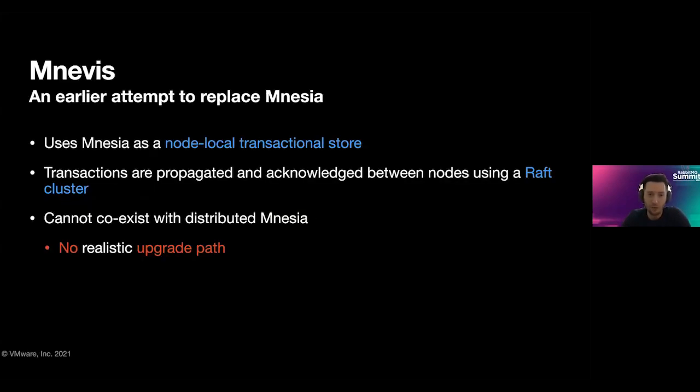If you have been to the previous RabbitMQ Summit, you might remember a talk on Mnevis, which is an earlier attempt at solving this problem and replacing Mnesia by using it as a node-local transactional store, because honestly, those parts work well enough for us, and I would say for many people. So in this design, if you use Mnesia as a node-local store, then transactions are propagated and acknowledged between nodes using a Raft cluster.